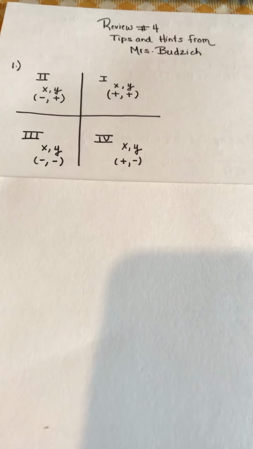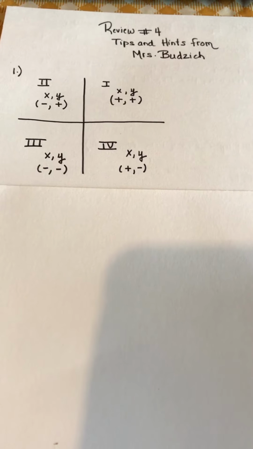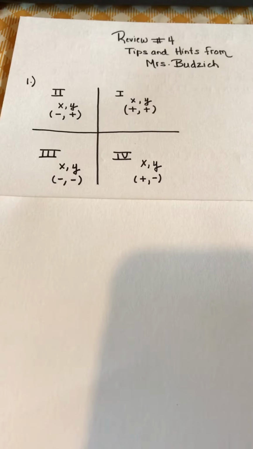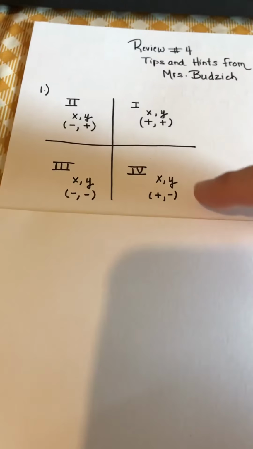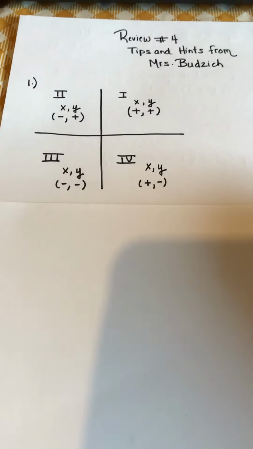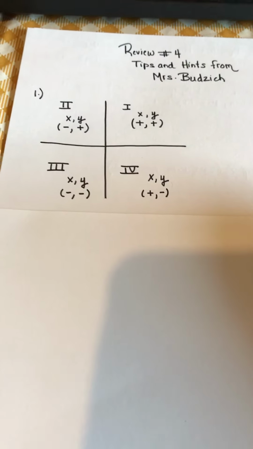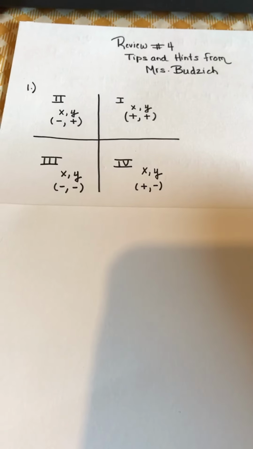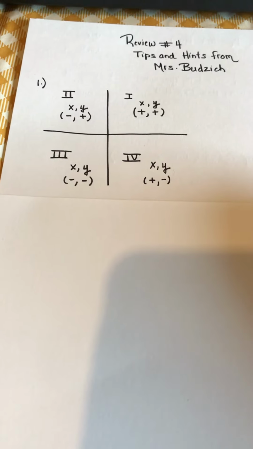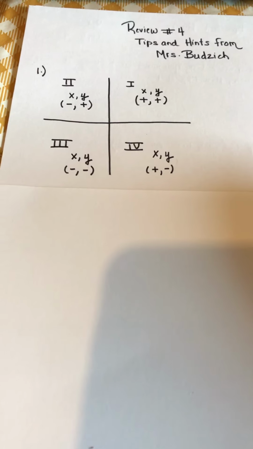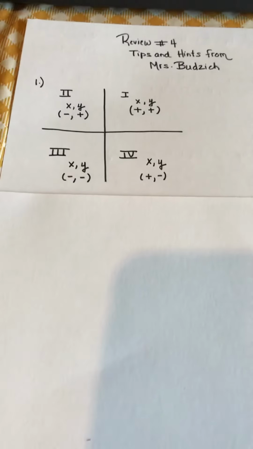Number 1, it asks you which quadrant point -3, 4 falls into. Remember, there are 1, 2, 3, 4 quadrants. In quadrant 1, both x and y are positive. In quadrant 2, x is negative, y is positive. In quadrant 3, x and y are both negative, and in quadrant 4, x is positive and y is negative.